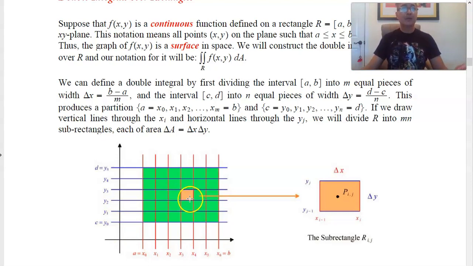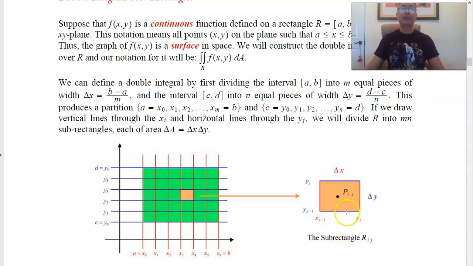Okay, so we call this the subrectangle R sub ij. i going along the x, j going along the y. In the single integral, we picked an xi star on the x-axis. But now we have to pick a point pij somewhere inside this subrectangle. Okay, what are the ways to pick pij?